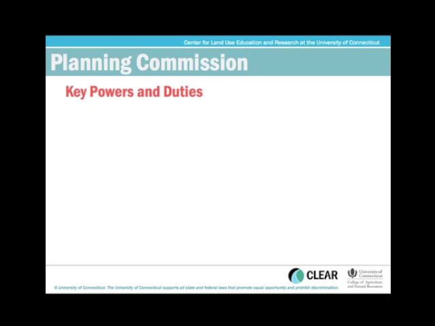Now, the powers that are laid forth here aren't the exhaustive list, by the way. This is kind of the key powers and duties. There's a more exhaustive list, and if you go back and look at some of the fact sheets we have online, you can get those for each one of your commissions. But let's look at some of the key ones. Number one is to prepare, adopt, and or amend your plan of conservation and development. This is part of that whole planning process, and it's a key document that the Planning Commission is responsible for.